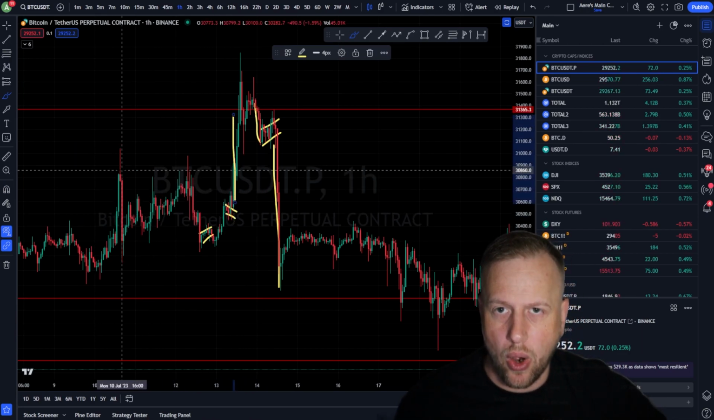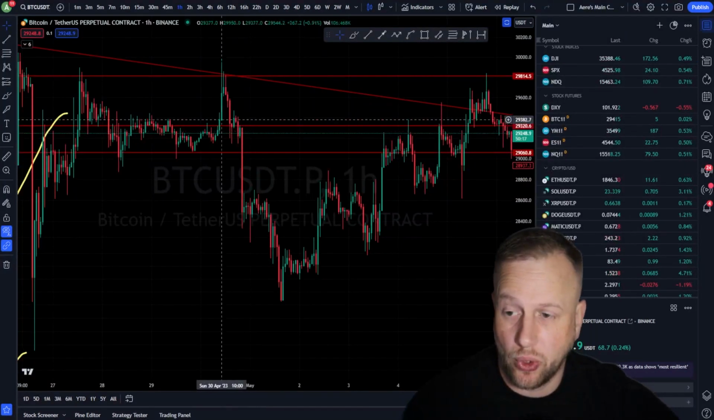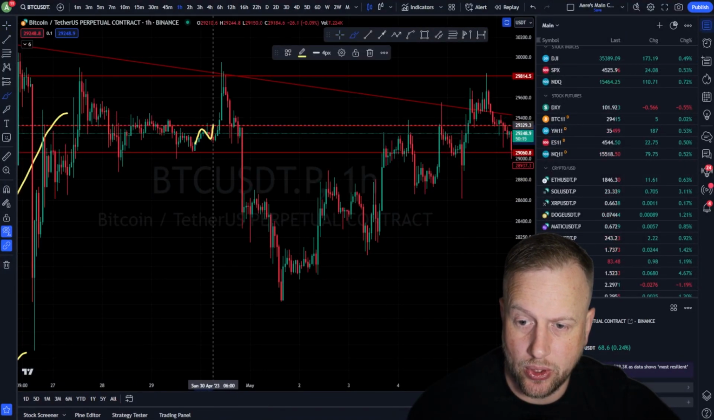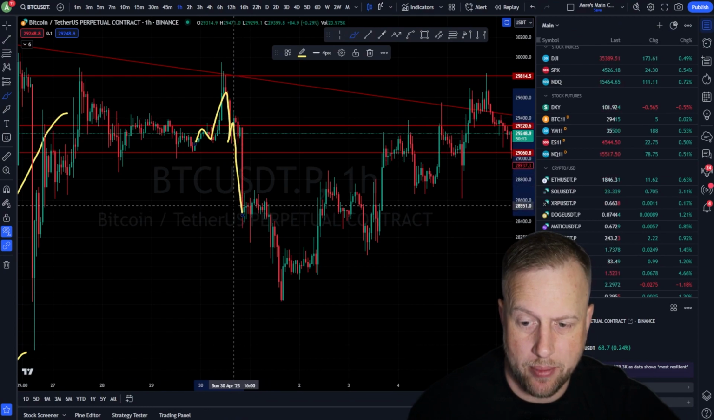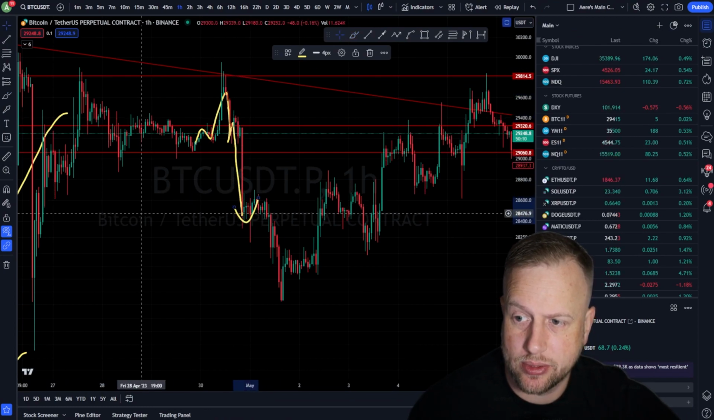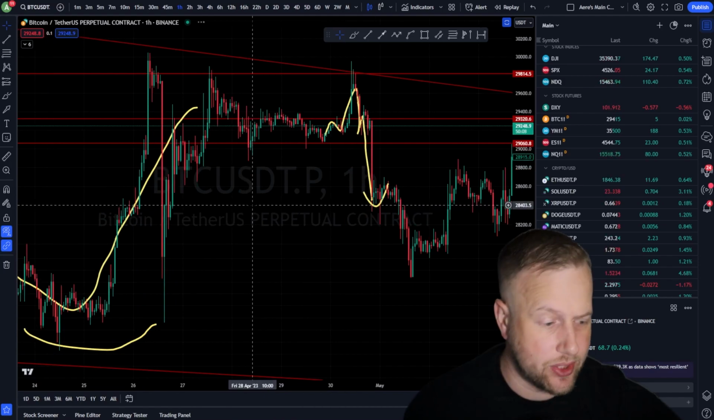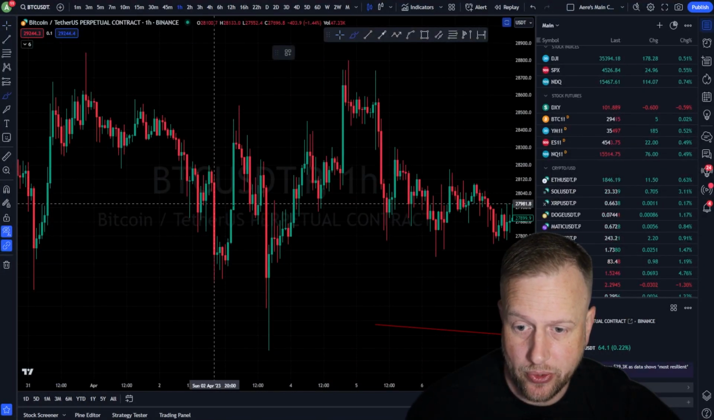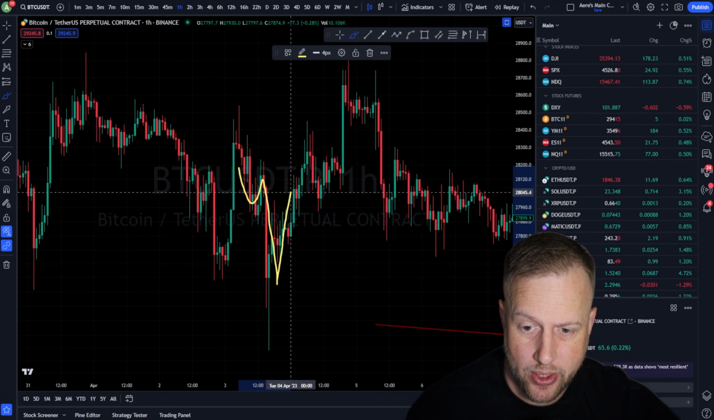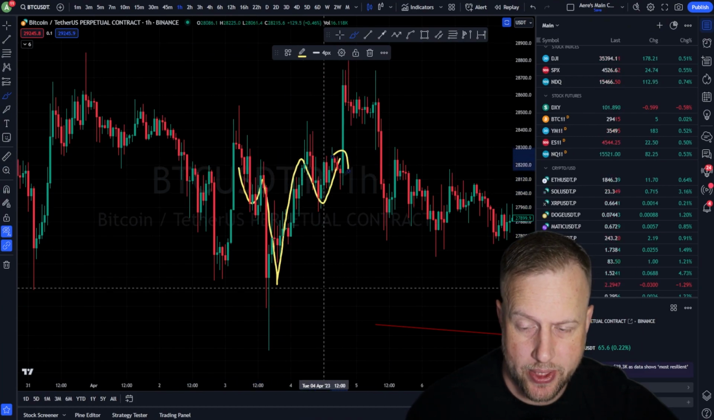But they don't always work in your favor. Head and shoulders. Shoulder, head, shoulder, dump. That's typically how that works. See if we can find an inverse. Here's an inverse head and shoulders for you. Bullish, right? Shoulder, head, shoulder, pump to the top side.